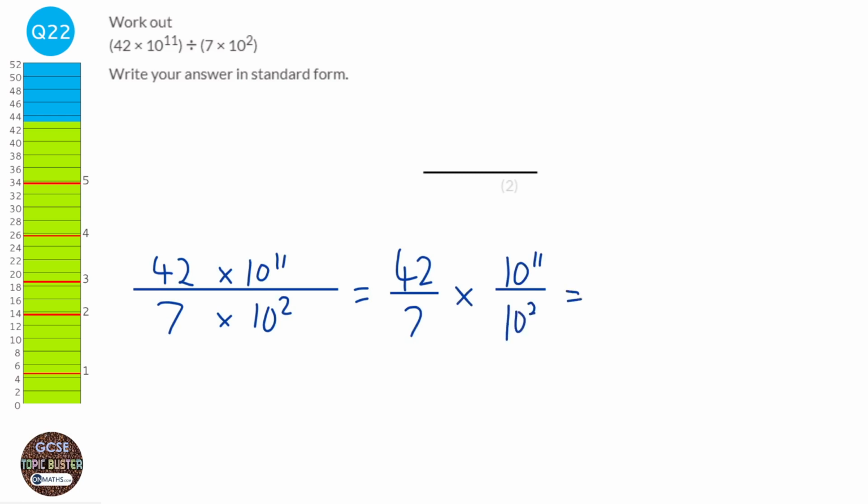So 42 divided by 7 is 6 times, and then with dividing, or as a fraction, when we divide powers with the same base, we take away the powers. So 11 take away 2 is going to be 10 to the power of 9. So it's going to be 6 times 10 to the power of 9.